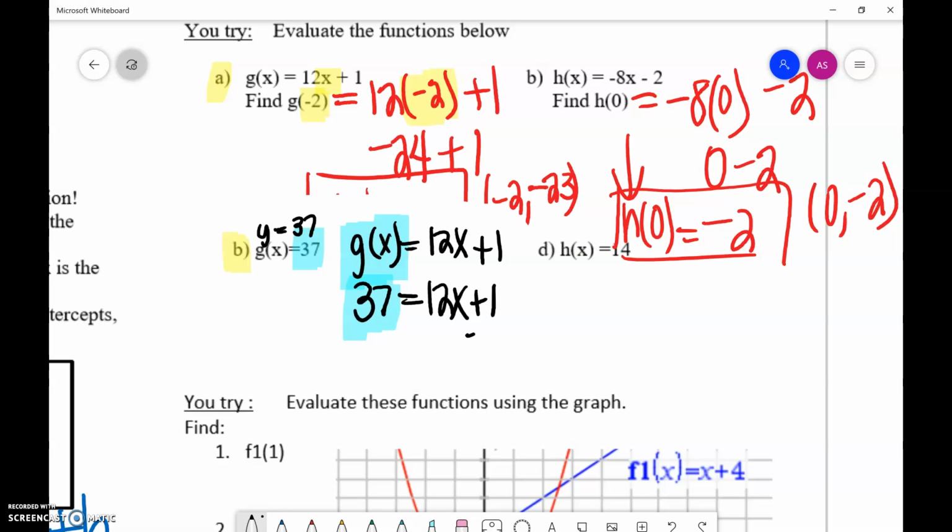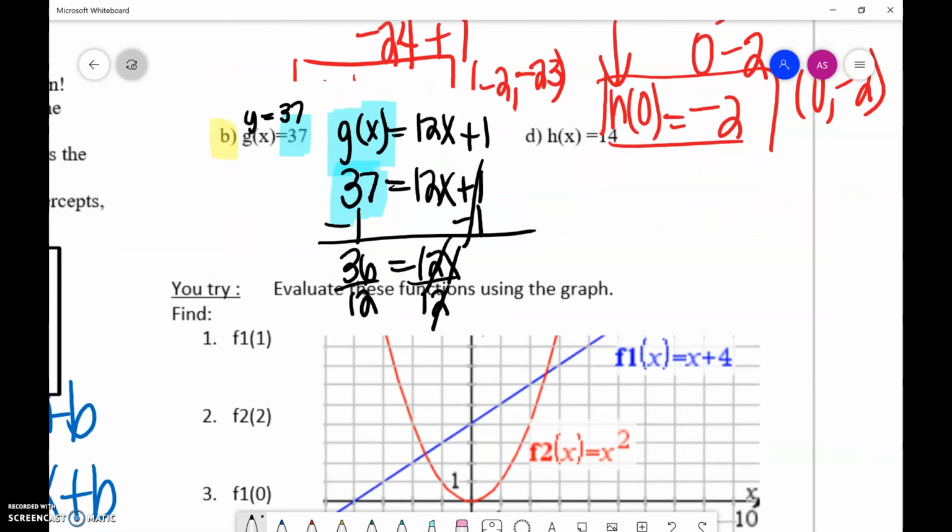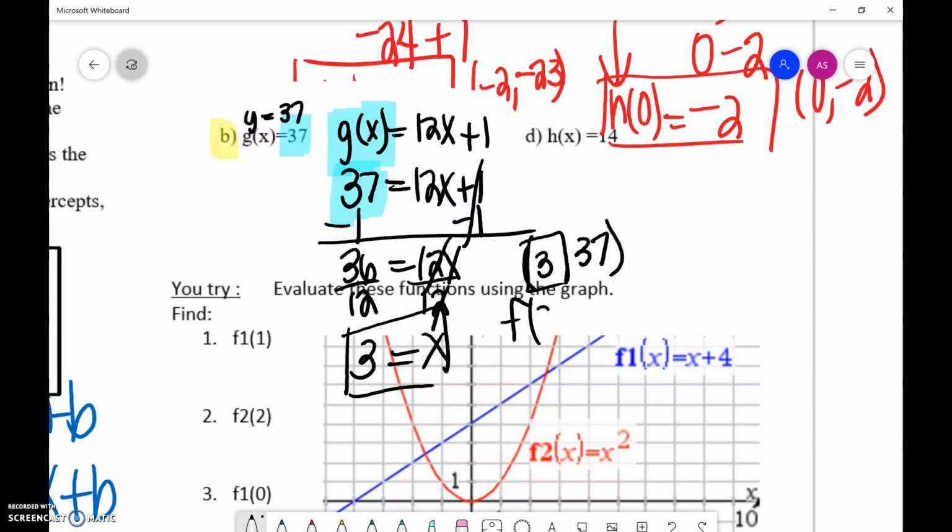And now I'm just going to solve for x. So when I solve for x, I subtract 1 from both sides. I have 36 equals 12x. I divide both sides by 12. Those cancel out. And then I have x equals 3. Okay, so this is saying when y is 37, my x is 3, which is what I just found. Or you can write it as f of 3, or f at 3 is 37.